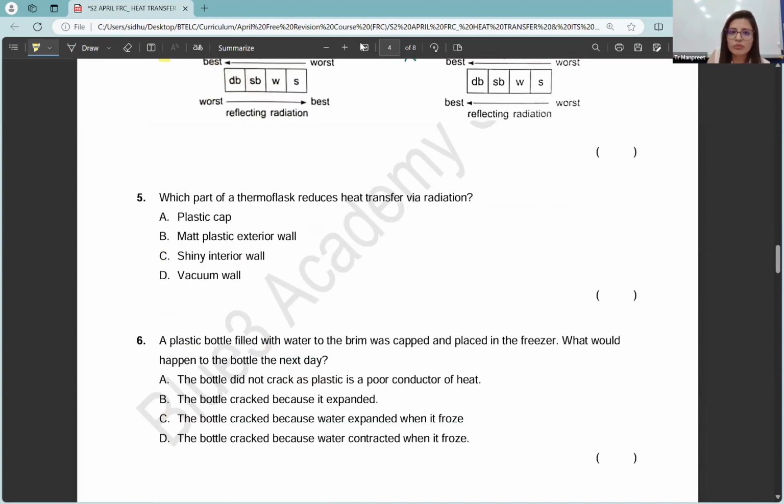Okay, next one. Thermoflask. Now, which part of a thermoflask reduces heat transfer via radiation? How about we have a little interaction? How about for a change, you give me the answer. What do you think the answer would be for number 5? Which part of a thermoflask reduces heat transfer by radiation? I'm sure you are able to reply. So how about you just type it very quickly? What would your answer be? How does it reduce heat via radiation?